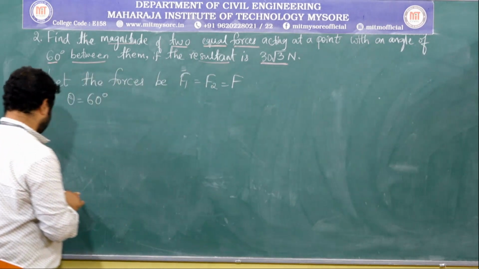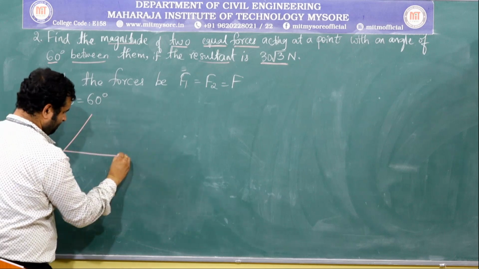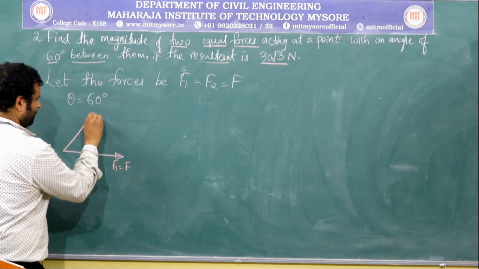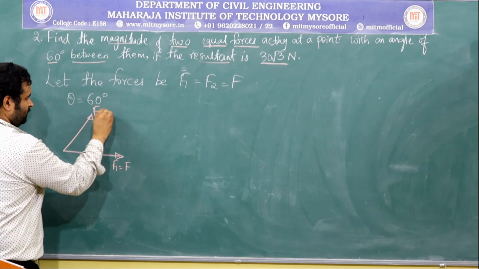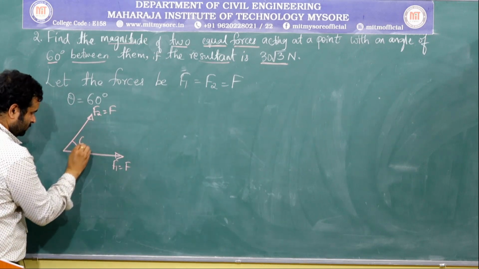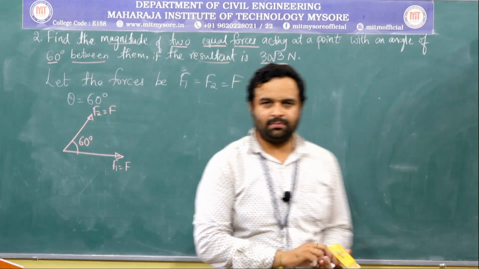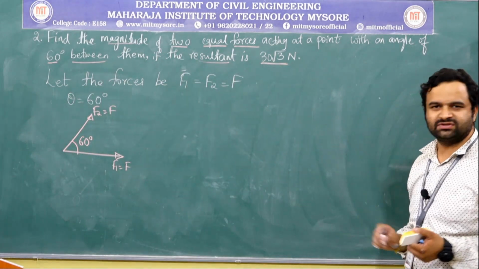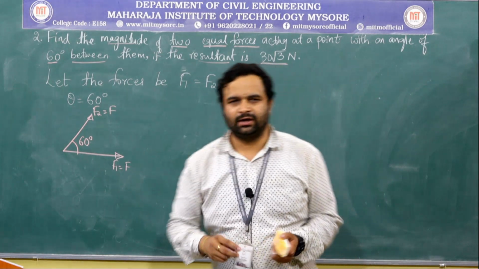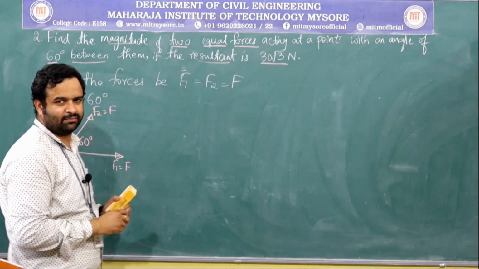So, if I try to plot the diagram, I can write F2 is equal to F, F1 is equal to F, angle between the two 60 degree. In this problem as well, we have two forces, so that we can easily apply the parallelogram law of forces, and hence let us calculate the values of F using the same law.